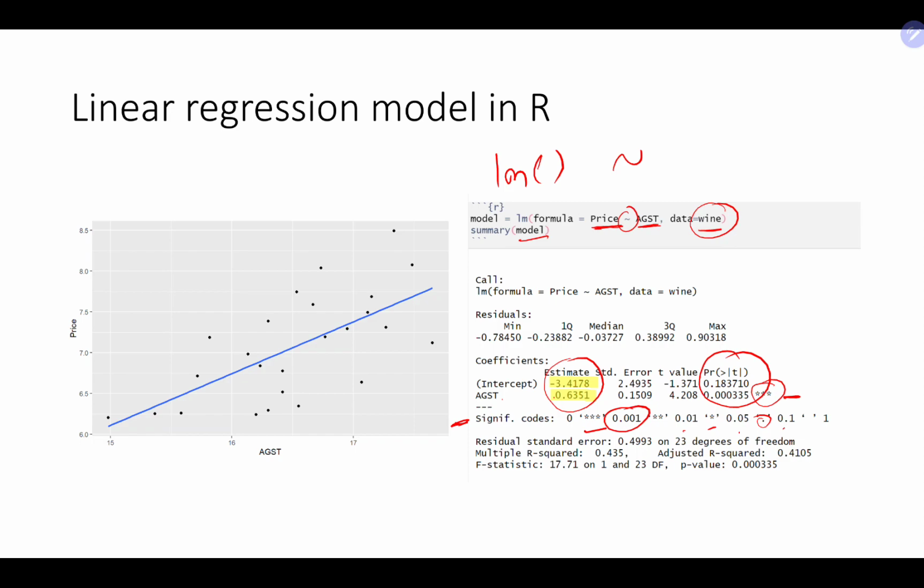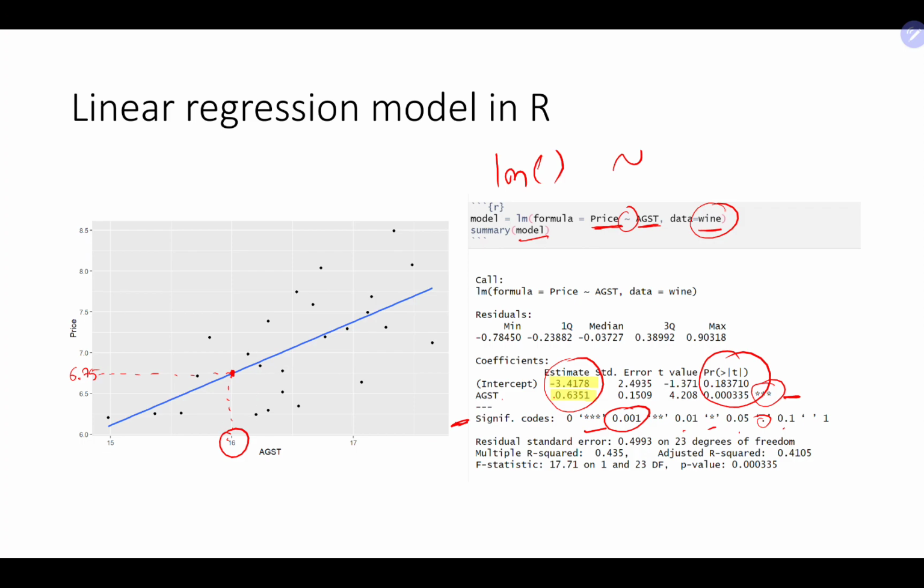From this moment on, I can make predictions with this model. The only thing I need is the input of AGST value. So if you say, my AGST is 16, what's the model's prediction for the wine price? Well, go up here. This is where it intersects. At that point, it's 6.75 maybe. So that's going to be the prediction. All the predictions are going to happen on this blue line for the linear regression model.